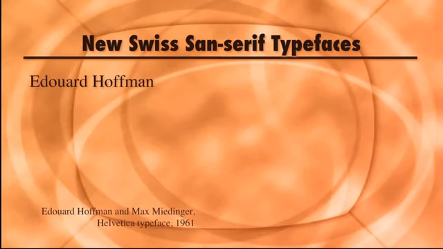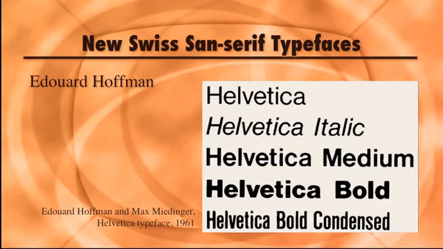Helvetica came about as Edward Hoffman of the Haas Foundry in Switzerland basically upgraded fonts designed in the 19th century. Its well-defined forms and rhythm of positive and negative shapes made it one of the most specified typefaces used internationally during the 60s and 70s.